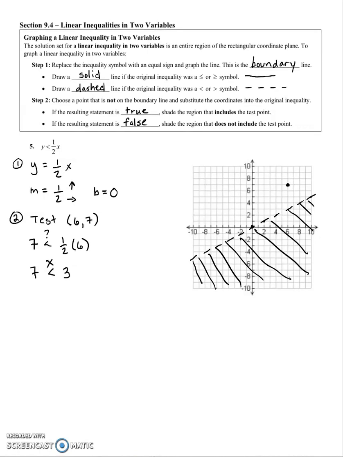Okay, there are a couple more examples on the next page. You should pause the video and try those on your own if you want, or you can just keep watching.